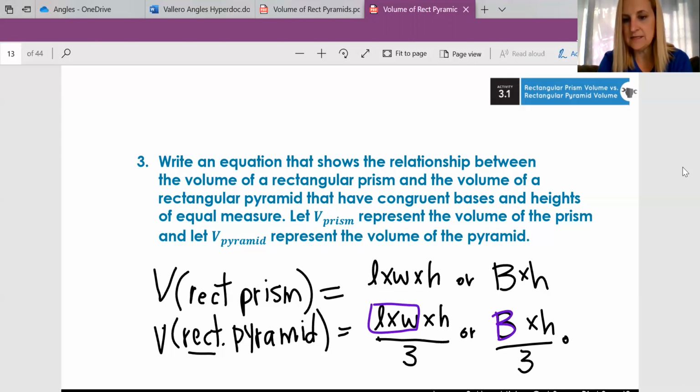Sometimes you might see this written as 1/3, because 1/3 times anything is also dividing by 3. So it's 1/3 the area of the base times the height. And that is how we have determined the formulas.